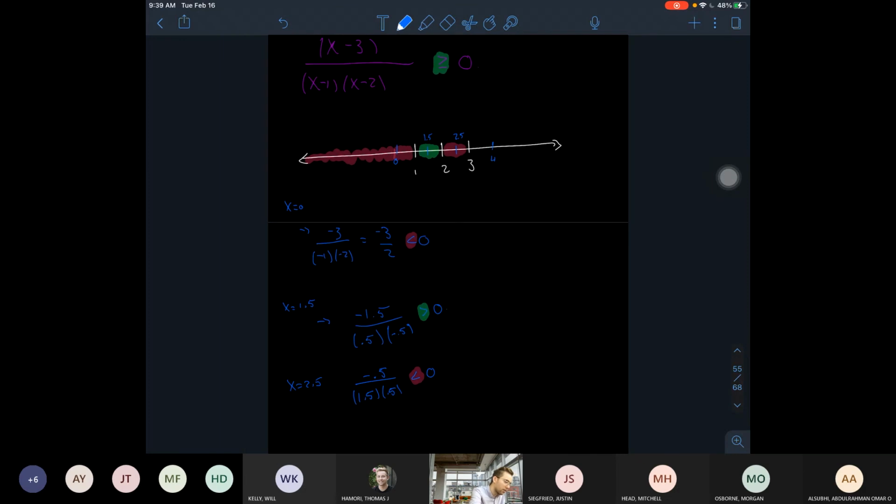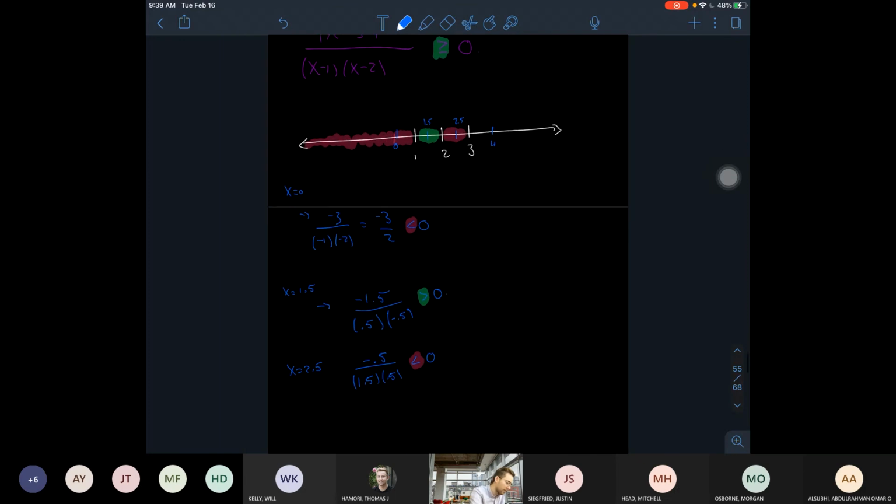Finally, if I try 4, well, I'm going to get 1 on top divided by 3 times 2, which is going to be a number which is larger than 0. So this last region is all good.